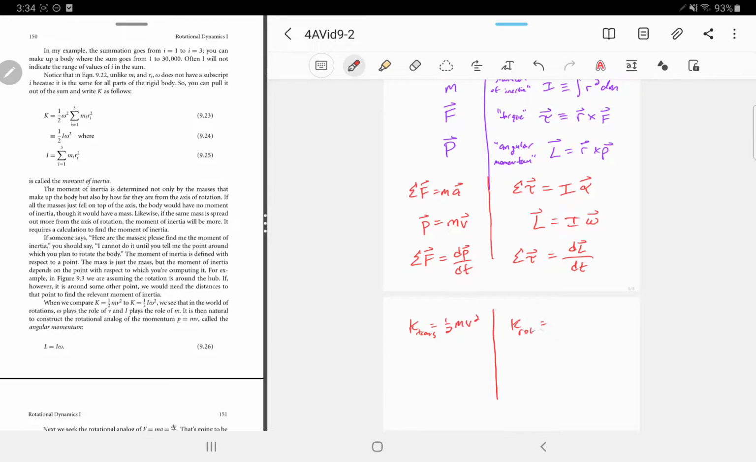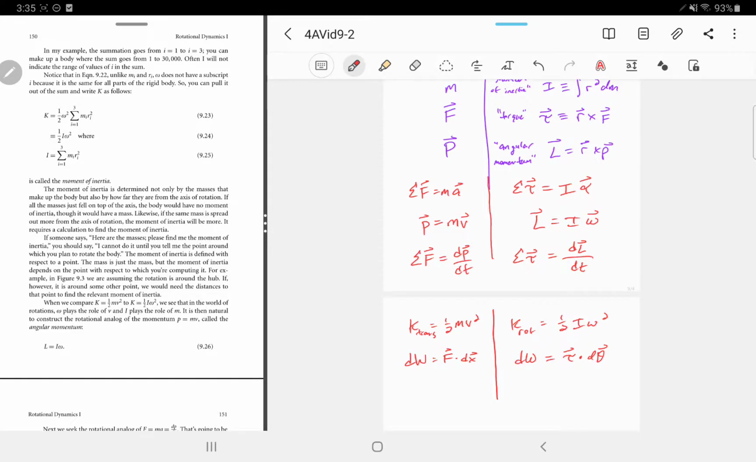Rotational kinetic energy is 1/2 I omega squared. We also have work is force dot displacement, so this is like translational work. You can also talk about work done in the rotational context, and this is a torque over a change in angle.